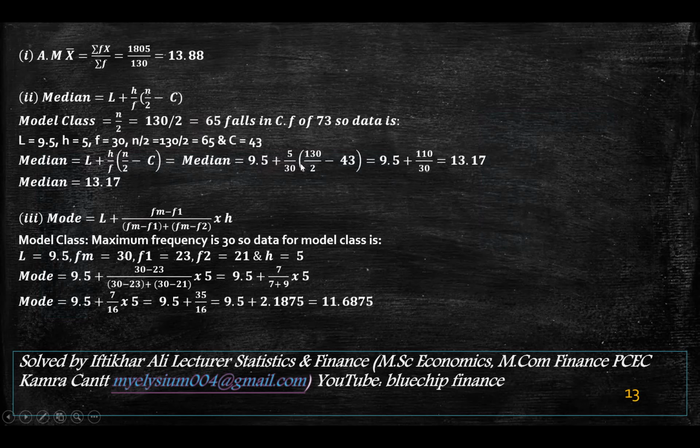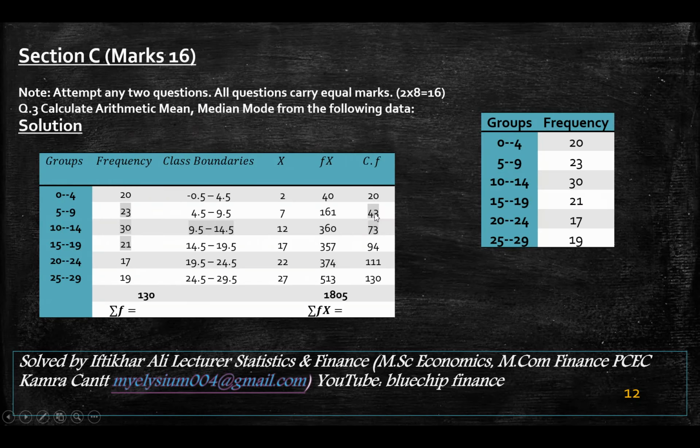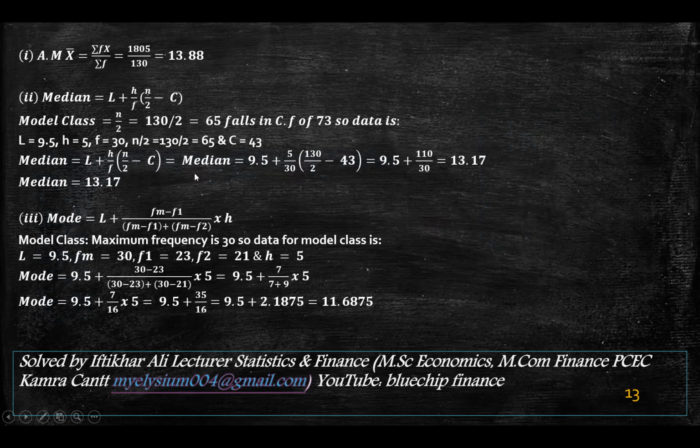9.5 plus 5 by 30 divided by 130 by 2 minus C. C is the cumulative frequency which appeared before the cumulative frequency of the model class. So after putting the data into this formula, the median will be 13.17.